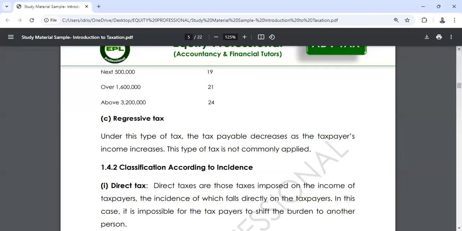Regressive tax favors the rich. It does not favor the poor. It favors higher income earners. It does not favor lower income earners. The progressive tax favors lower income earners, and does not favor higher income earners. In progressive tax, as your income is increasing, your tax rate is increasing. But in regressive, as your income is increasing, your tax rate is decreasing.